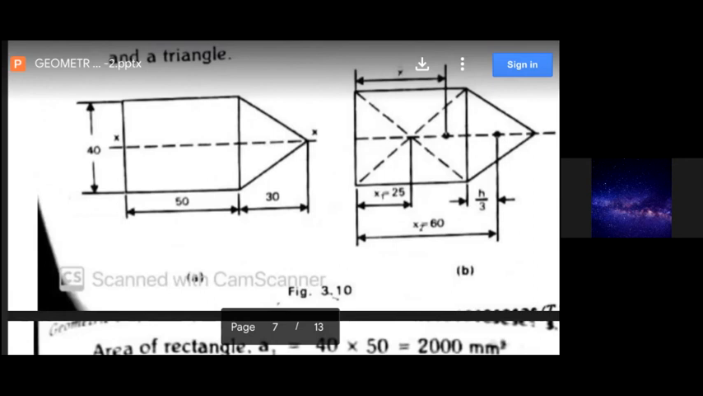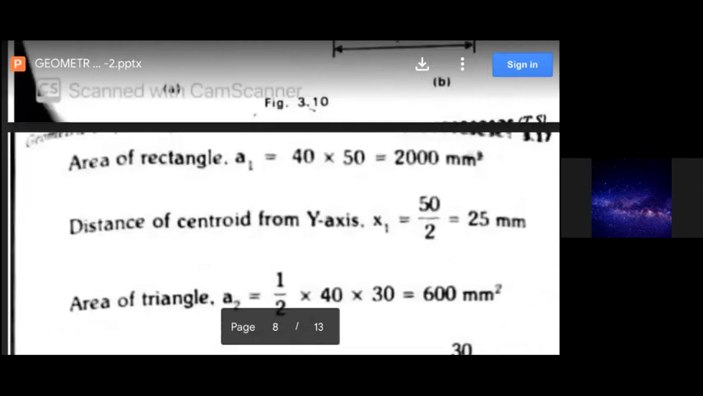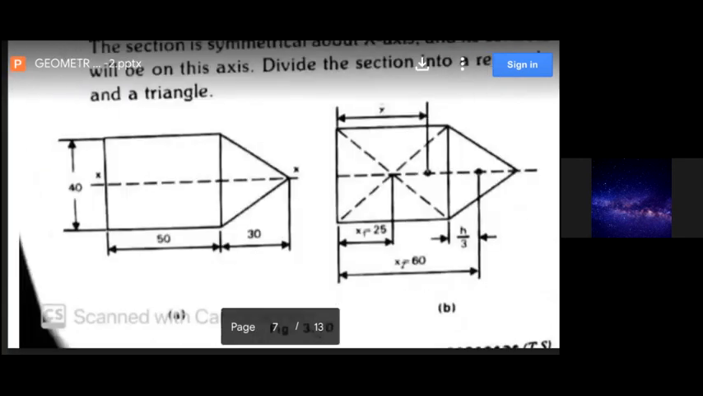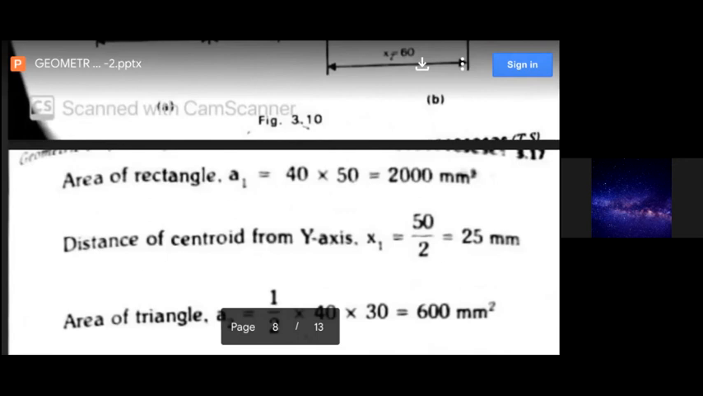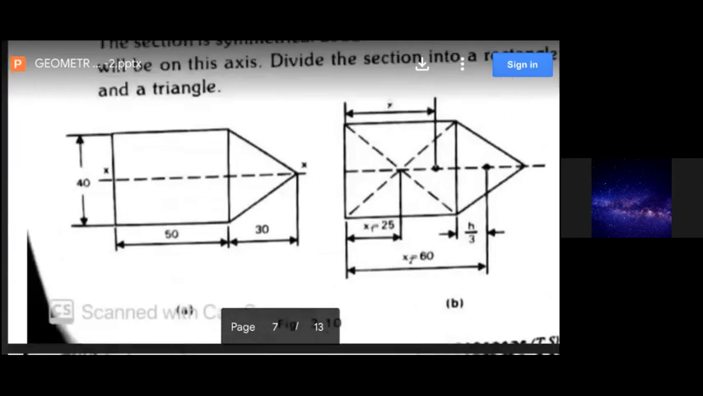When we observe this, it is symmetrical about x-axis, so we have to find only x component. Area of the rectangle, dimension is 40 cross 50, and this triangle's height is 30 and base is 40, so half into 40 into 30. So area of rectangle A1 is equal to 40 cross 50, and distance of centroid from y-axis, that is x1, is equal to half of 50, that is 25.